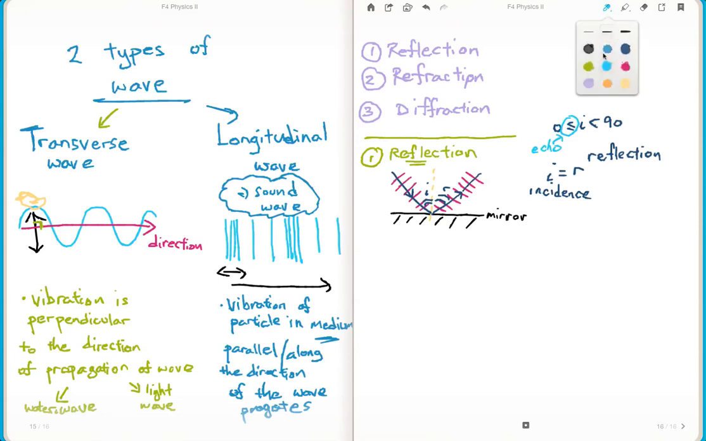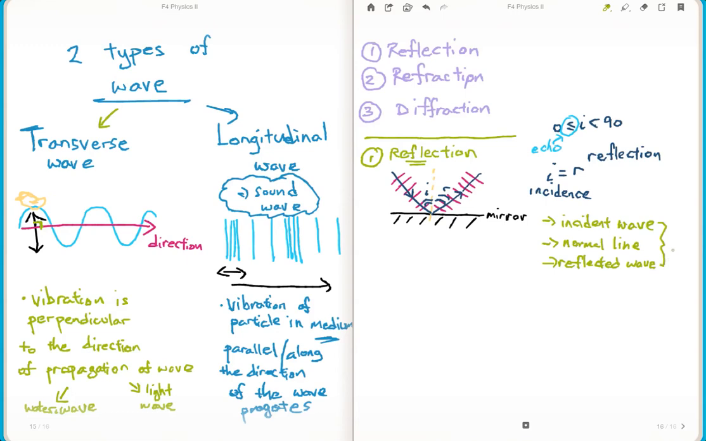Then what are the characteristics? Based on the diagram, what are the characteristics? One, the incident wave, the normal line and also the reflected wave, they are on the same plane. Plane is a surface. They're all on the same surface, in the same area from cross-sectional view.